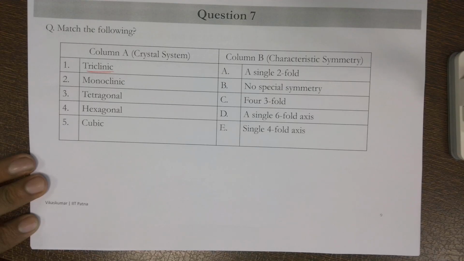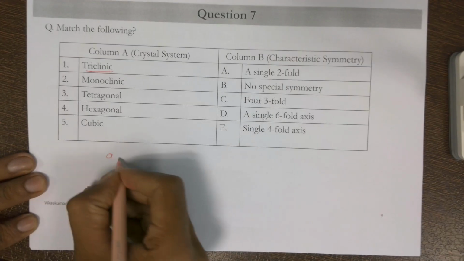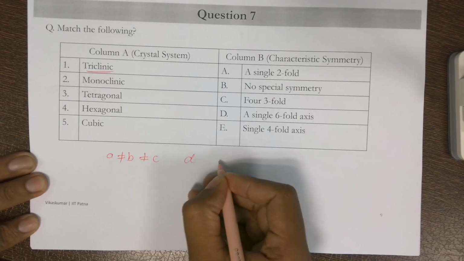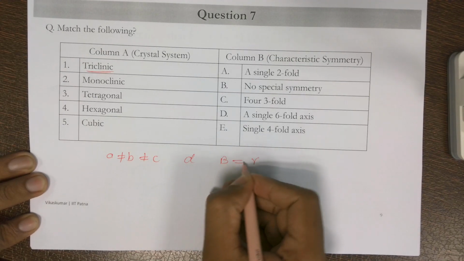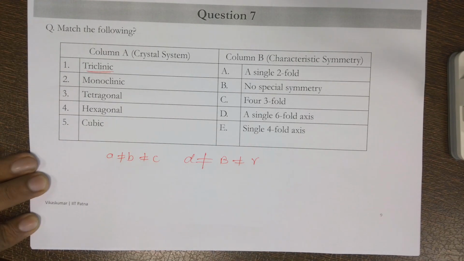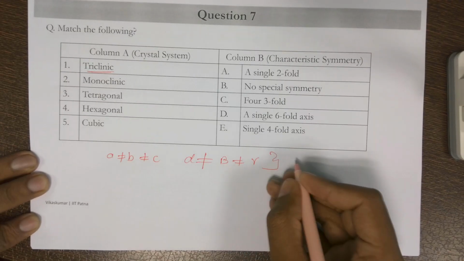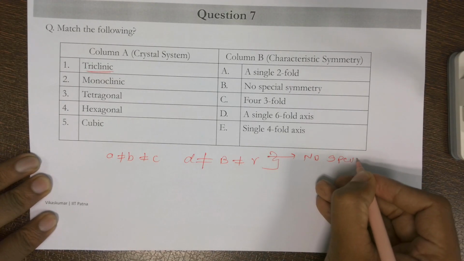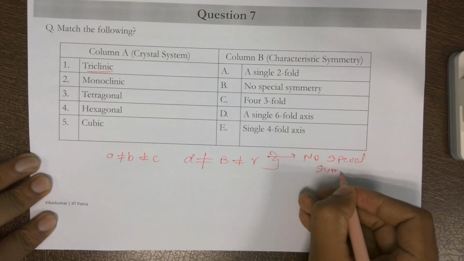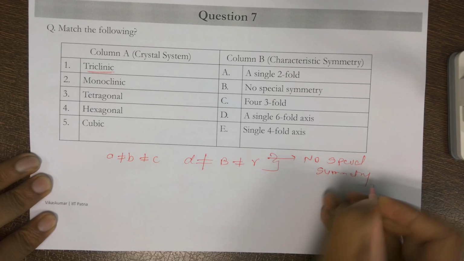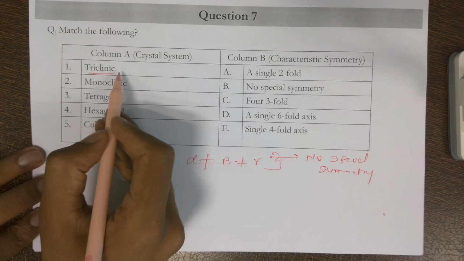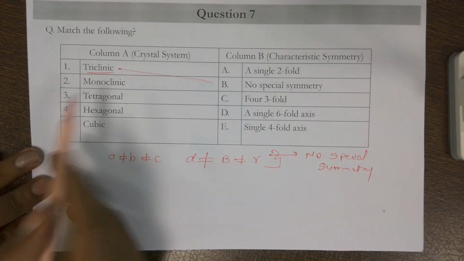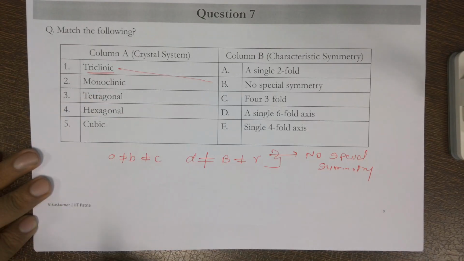In triclinic, we know A is not equal to B, not equal to C, and alpha, beta and gamma are not equal to each other. It has no special symmetry. So with that, we can match the first one with B. Very good, Omkar. Now, second one, monoclinic.